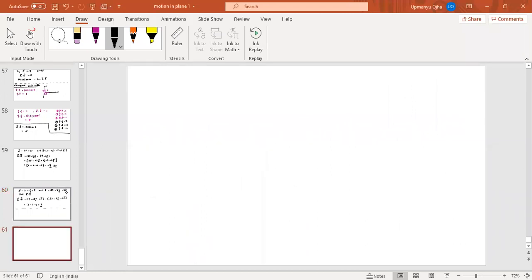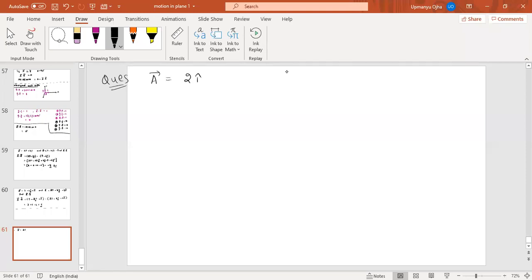Now next problem. Angle also I will find. Just wait, the next thing is to find the angle only. For now you understand this. Now the next problem.